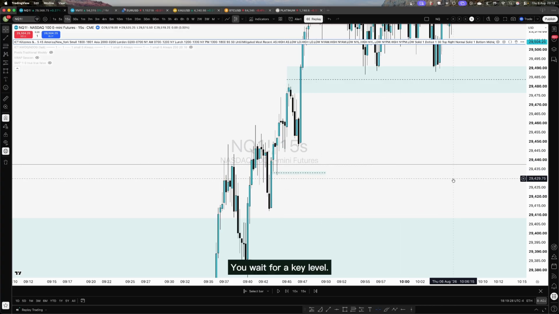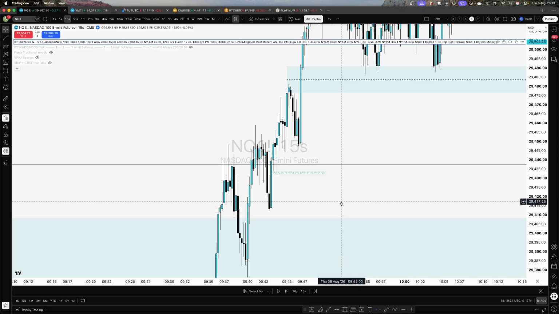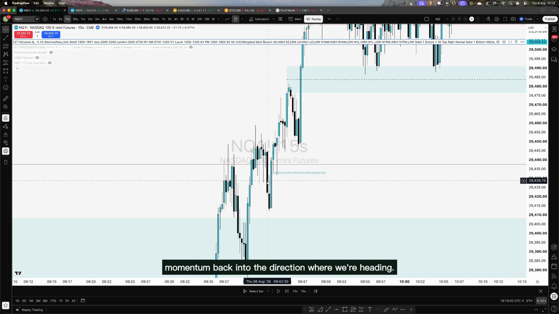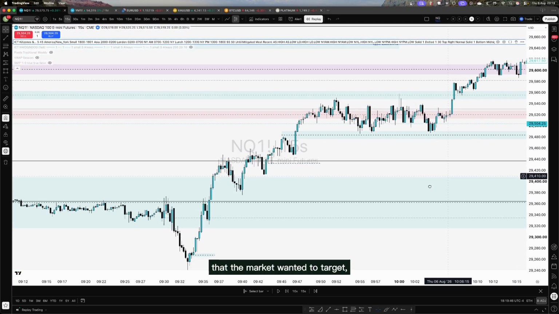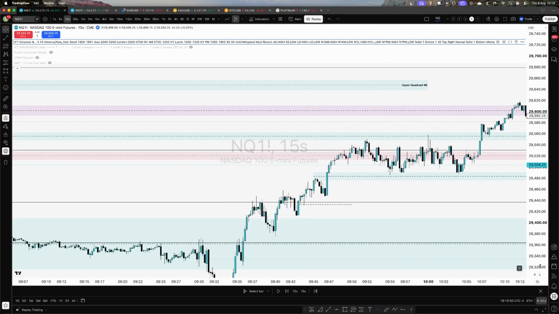You wait for a key level, you see how the market's reacting at that level. Are we showing signs of reversals? Are we showing signs of momentum? Okay. And in our case, we were seeing signs of momentum back into the direction where we're heading. Okay. And we also had a key level that the market wanted to target, which was the buy side liquidity.